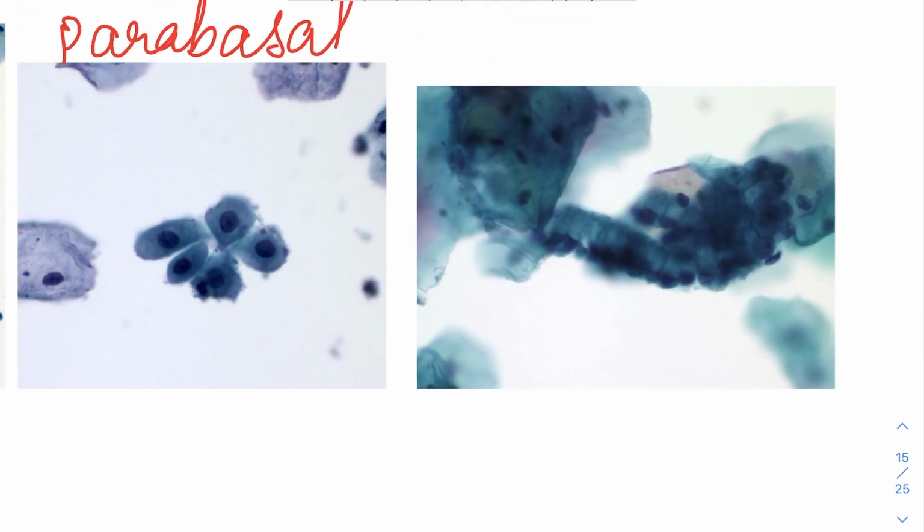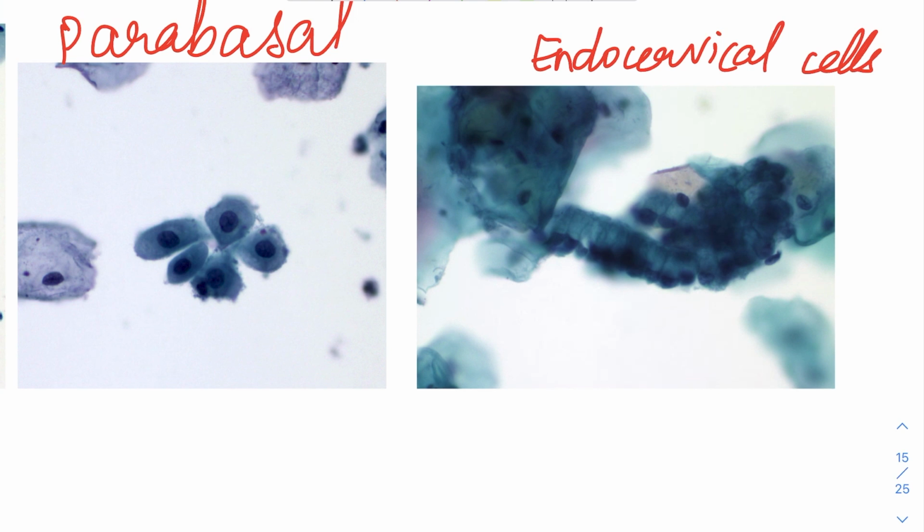The last image is that of the endocervical cells. Endocervical cells are actually columnar cells which have mucin. If you appreciate here, all of these cells have the nucleus at the base. They have the nucleus here at the base and this is all appearing empty, right? This is all the mucin. All of these cells are the endocervical cells.